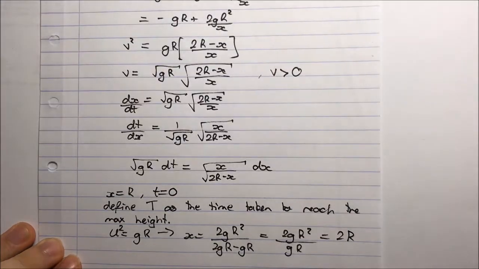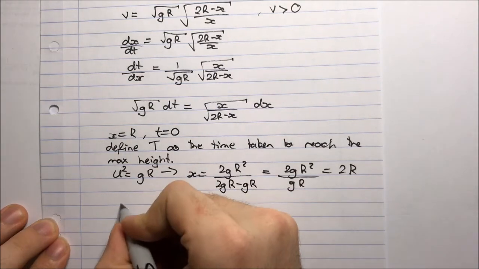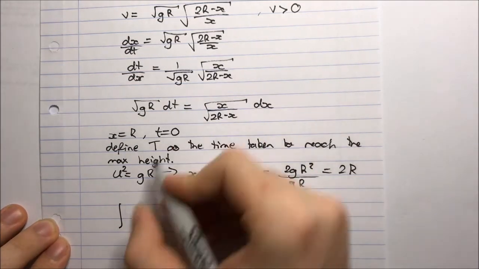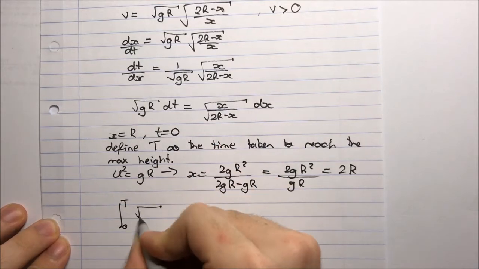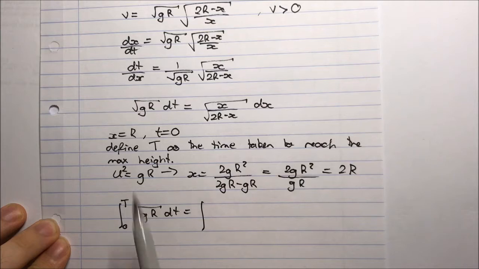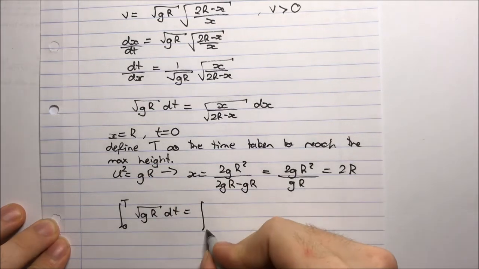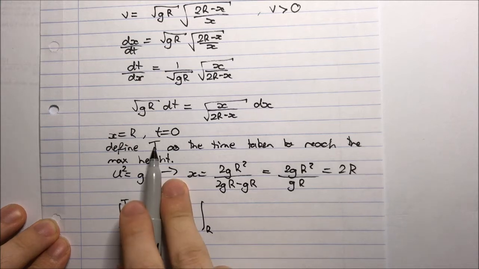Okay, so put that away now. And here are our limits. We're integrating the t variable from t equals 0 to t equals capital T, and we're looking for capital T. That's what we're trying to find. We're integrating the square root of gr dt. And for the x variable, I'm going from r, which corresponds to t equals 0, to 2r, which corresponds to t equals capital T.